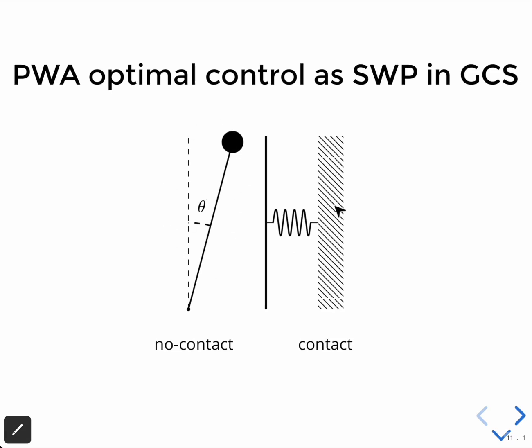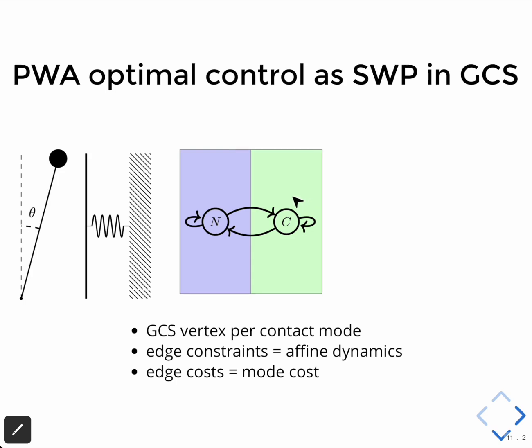There's no contact, and when we are in contact. And then to construct a graph of convex sets, we're going to add a GCS vertex for every contact mode. Here's just these two. We're going to add appropriate edges if we can transition between the contact modes. And then we're going to add edge constraints, which are the affine dynamics and the appropriate edge costs.